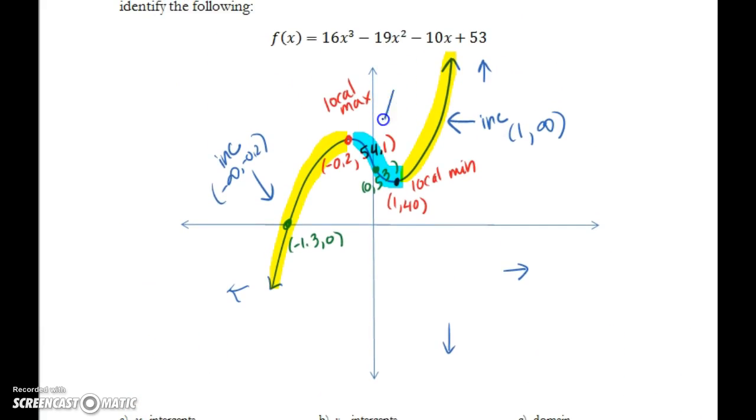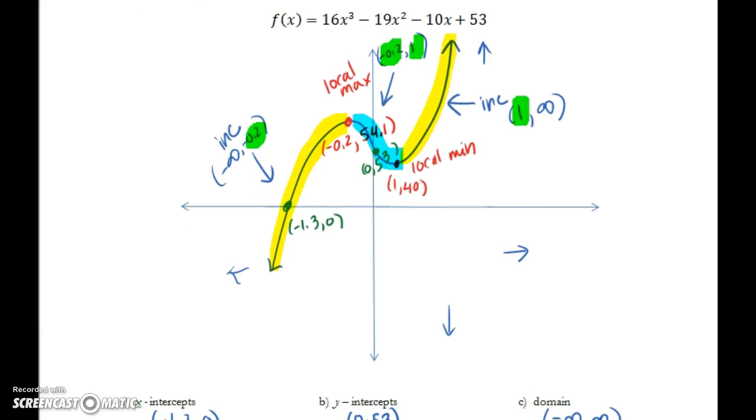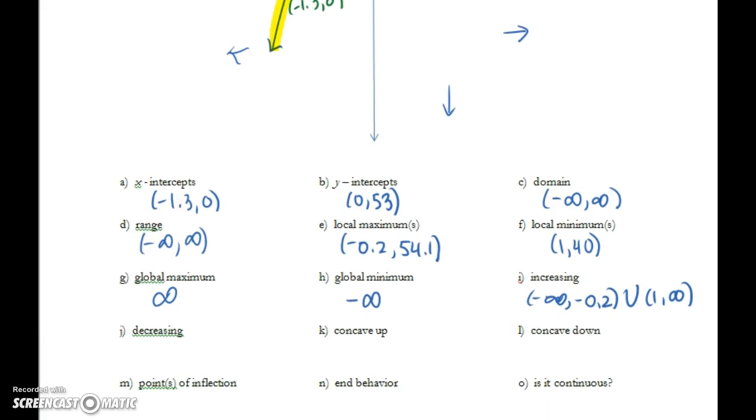Decreasing is our blue region here. And so it's decreasing within what interval? Well, the leftmost x value of this blue interval here is -0.2, and the rightmost x value of this blue region is 1. Notice that the coordinates that we're using for increasing and decreasing correspond to the x values of your local min and your local max. And that should always happen because your local max and local min define the boundaries between which it's increasing or decreasing. All right, so it's decreasing from -0.2 to 1.